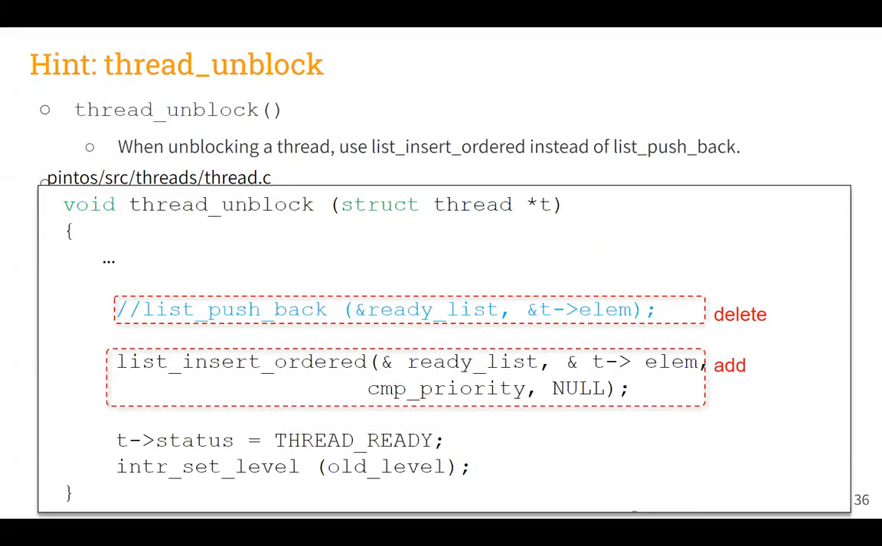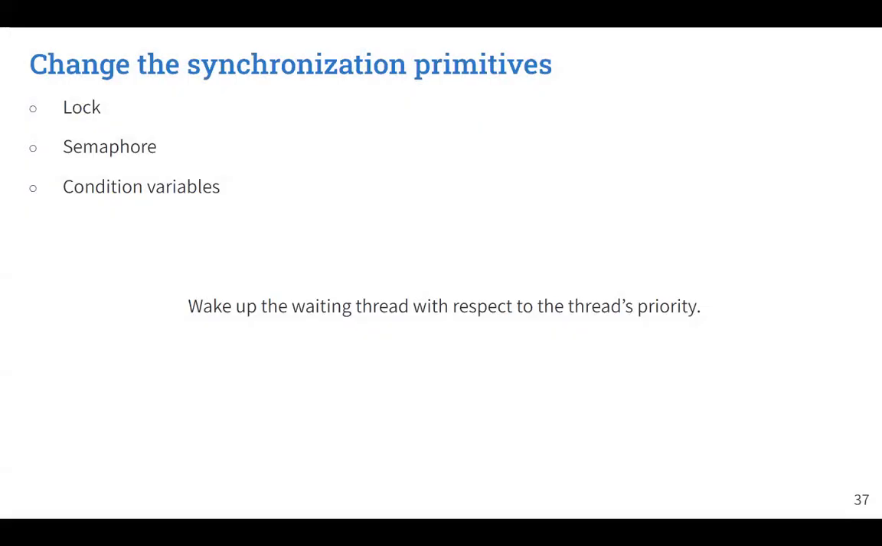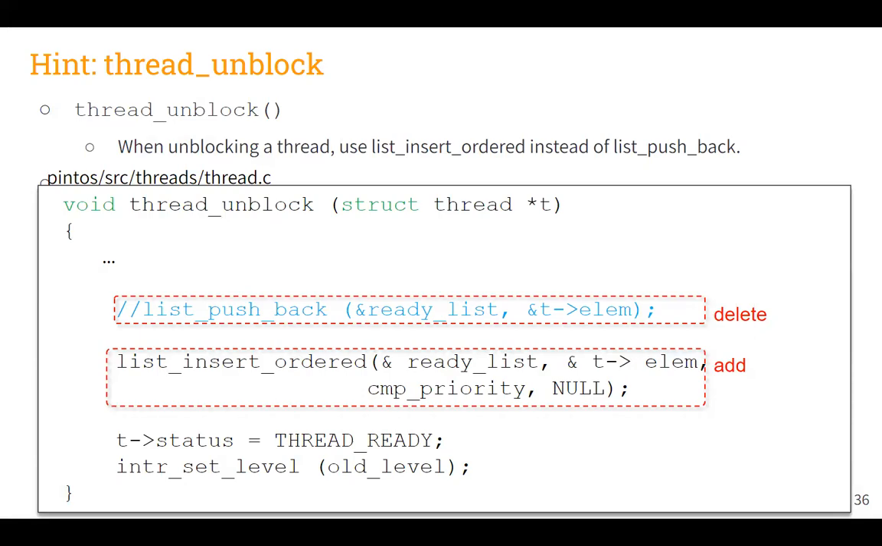For thread unblock, we'll give you a very big hint. When unblocking a thread, right now it uses list push back, meaning it will just push to the back of the list. But what you want to do instead is to use list insert ordered and use priority as the value to compare. So that's it for the ready list.